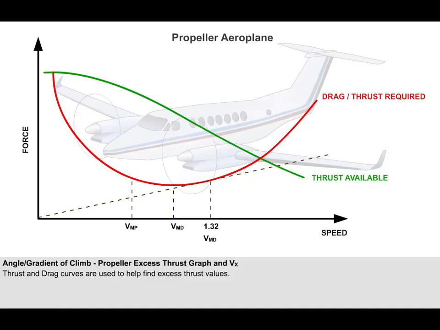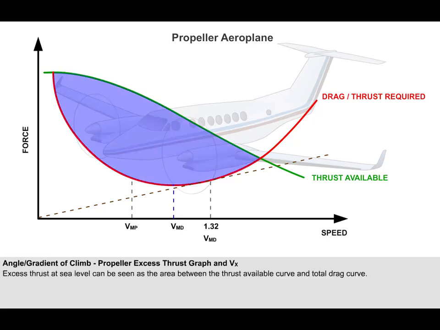Having discussed the concept of maximum excess thrust and the speed Vx for a jet, let us now examine these concepts as they apply to a propeller aeroplane. Shown here is a typical graph of total thrust available and total drag for a propeller-powered aeroplane based on sea level performance. Now, excess thrust is the amount of thrust able to be developed by the engine in excess of drag, and it can be seen on the graph as the area between the thrust and drag lines.